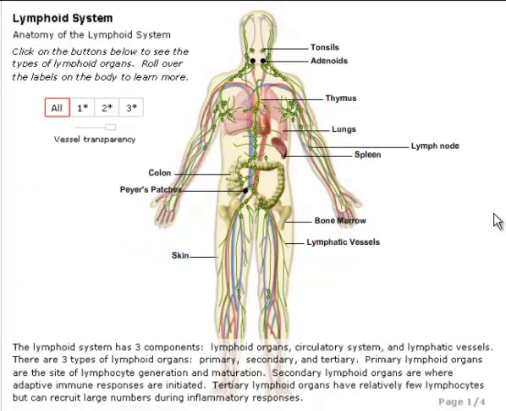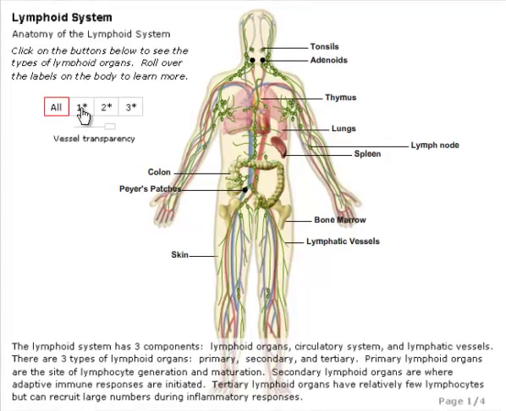The lymphoid system has three major components. It's got lymphoid organs, the circulatory system, and the lymphatic vessels itself. There are three types of lymphoid organs: primary, secondary, and tertiary lymphoid organs. Primary lymphoid organs are the site of lymphocyte generation and maturation. Secondary lymphoid organs are where adaptive immune responses are initiated. And the tertiary lymphoid organs have relatively few lymphocytes but can recruit large numbers during inflammatory responses.